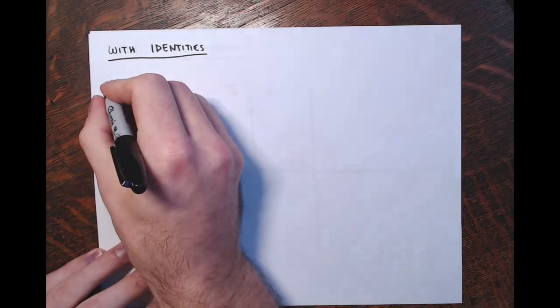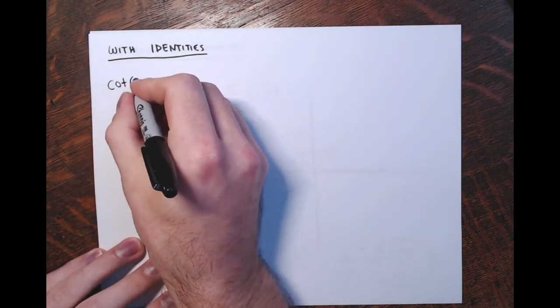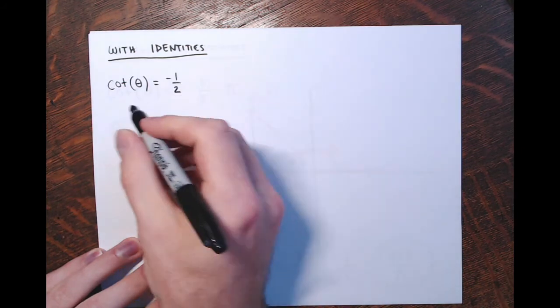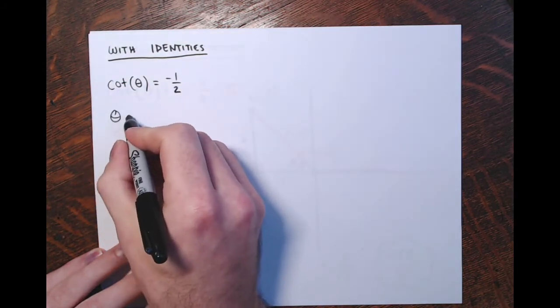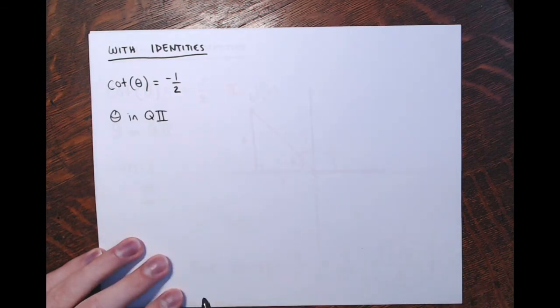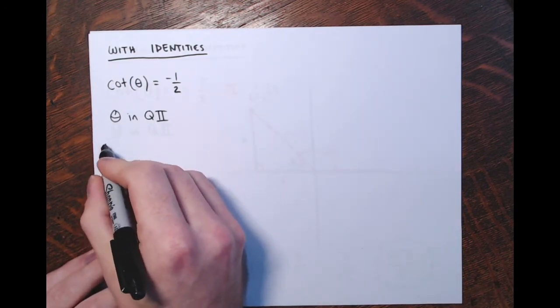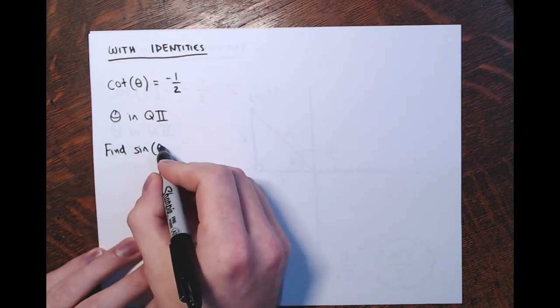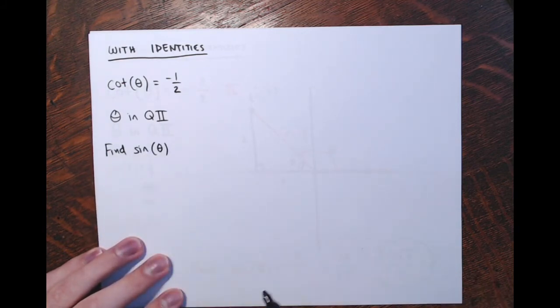So again, here's what we're given. The cotangent of this angle theta is -1/2. Theta ends in quadrant 2, and that's it. And we're asked to find the sine of this angle. This time, I'll show you how to do that with these identities.